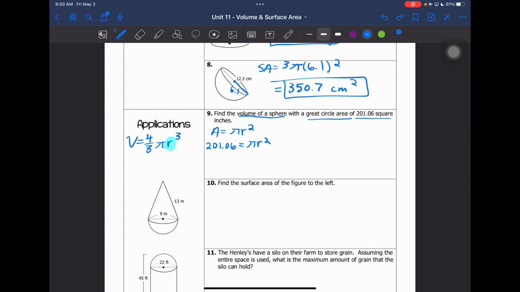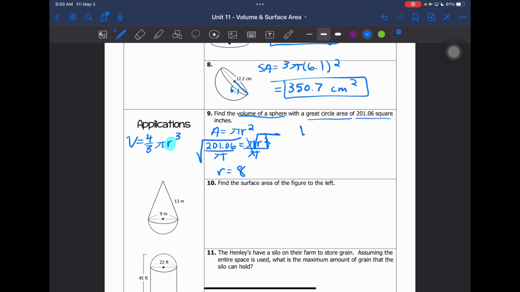So r squared is being multiplied by pi, so let's divide by pi on both sides. And then the r is being squared, so the opposite of that would be to take the square root to cancel that out. And so you just have to square root everything that's on the other side. So in your calculator, you would do square root of 201.06 divided by pi, and just make sure that everything goes under the square root. And that way you get a nice clean answer for r. It comes out to 8.